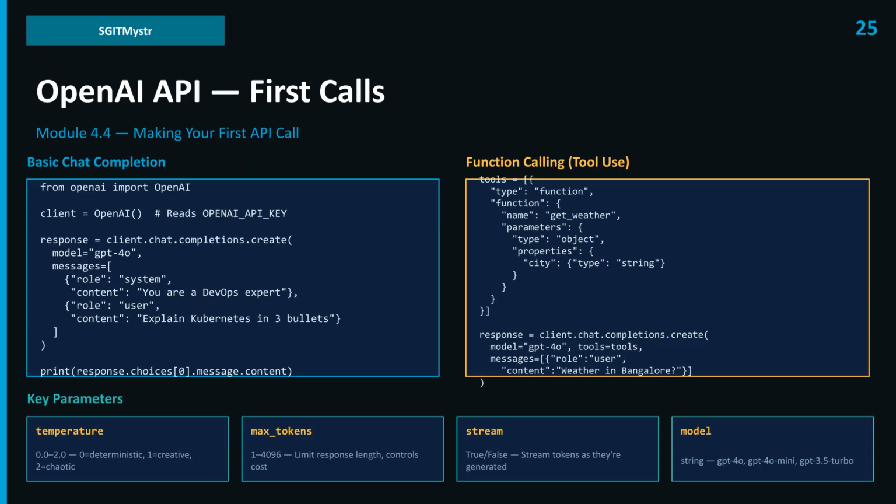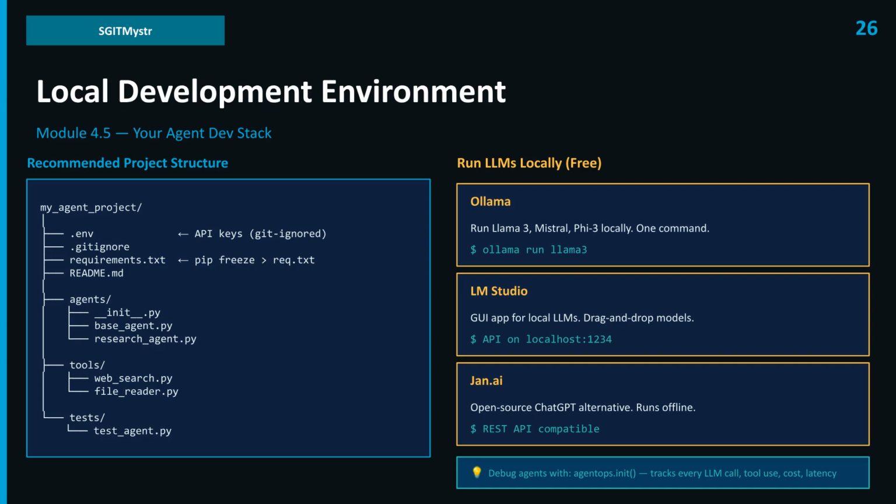The OpenAI API allows basic chat completion with a list of system and user messages. Function calling enables tool use by providing the model with tool descriptions. Key parameters like temperature and max tokens control the output's creativity, length, and cost. A recommended project structure organizes your agent code and tools logically. For local LLM development, tools like Ollama, LM Studio, and Jan.ai allow you to run powerful open-source models for free. AgentOps can be used for debugging and observability.